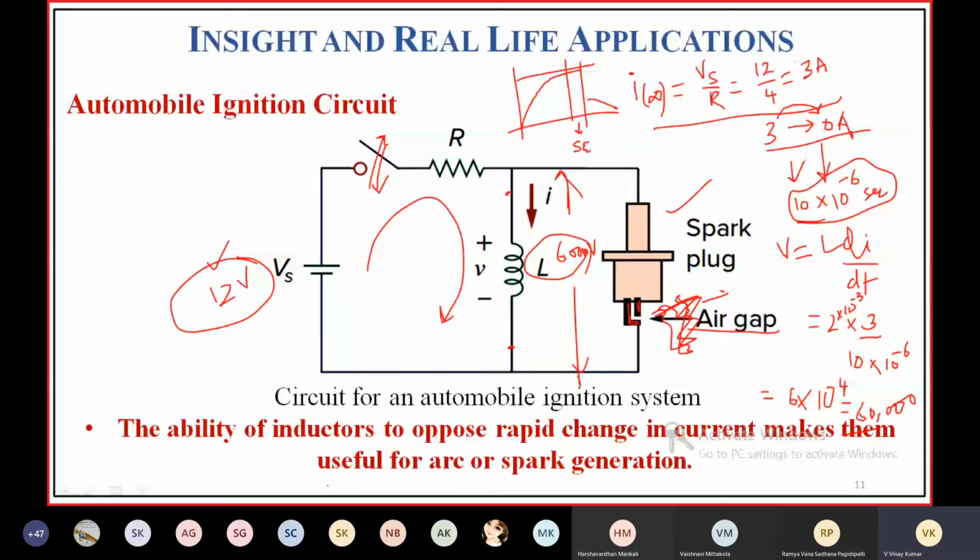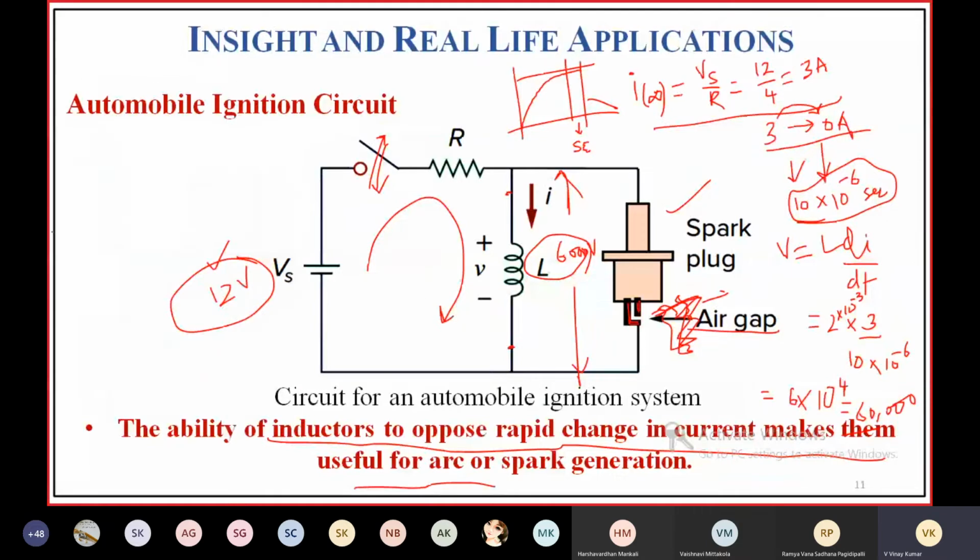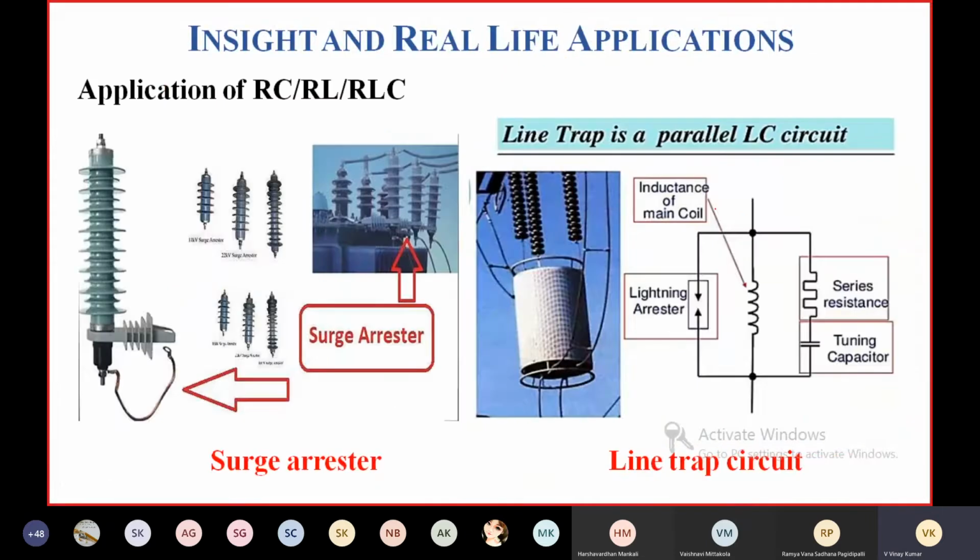The ability of inductors to oppose rapid change in current makes them useful for arc or spark generation. An inductor opposes sudden change in current, right? That's why, if you want to change current from 3 amps to 0 amps by taking very little time, a large voltage will be produced across the inductor terminals. That voltage is applied across the spark plug, so that a spark will be produced.